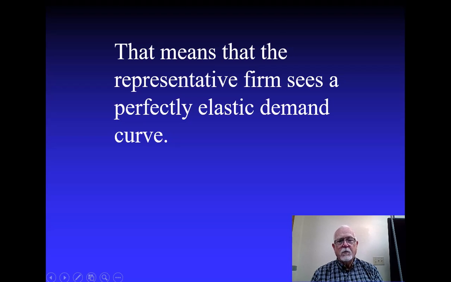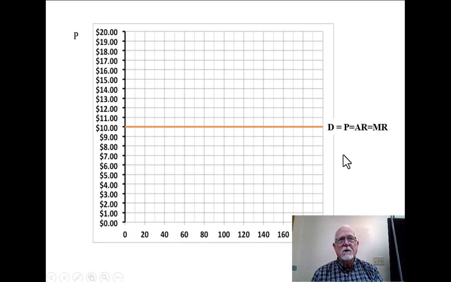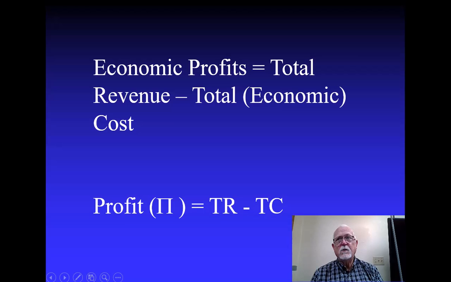This means that the representative firm sees a perfectly elastic demand curve. So only in this situation, in other words, when we're talking about a PC that fulfills all those characteristics, is this letter combination true. So D equals P equals AR equals MR. Now recall, D equals P equals AR is actually always the case for any market structure. But then that's not going to necessarily be equal to marginal revenue unless it's a PC. So make sure you understand that too.